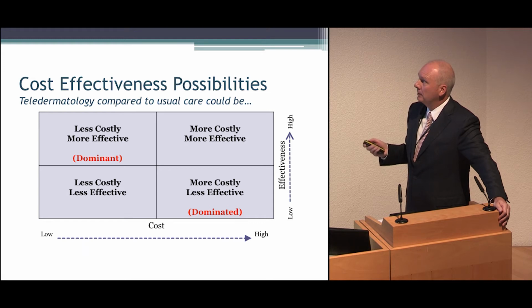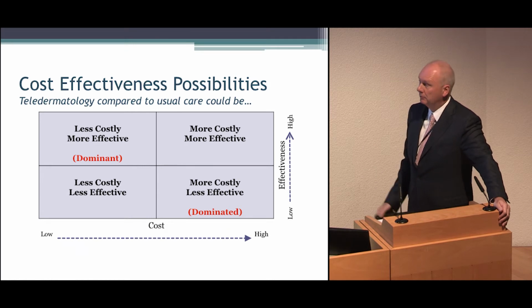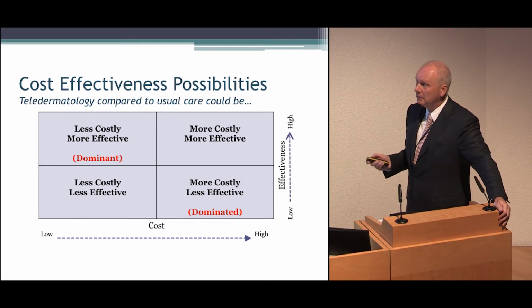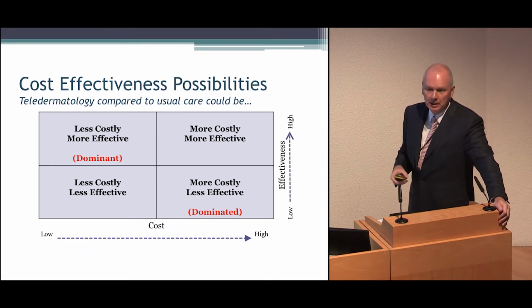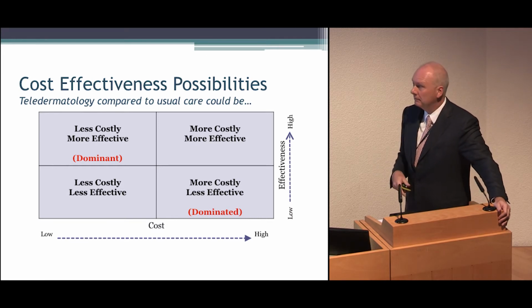More often you get something where teledermatology, or a particular intervention, not necessarily teledermatology, might be more costly but more effective. The cost effectiveness ratios are very important in that situation. Teledermatology could be less costly but less effective, and generally that's an unfavorable situation. It kind of depends on how less effective it is.